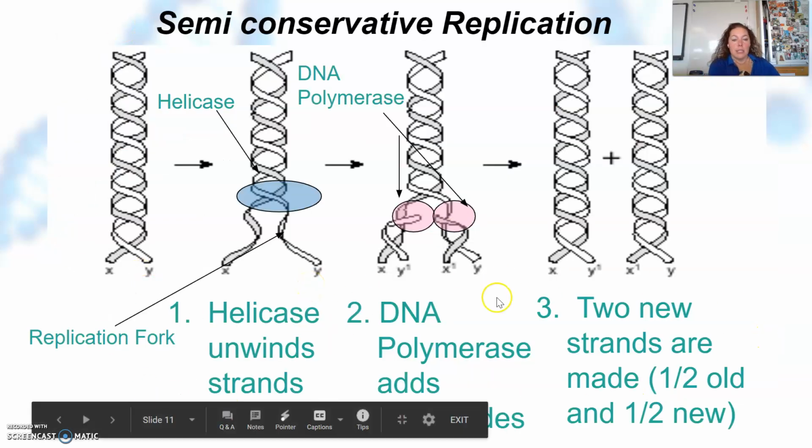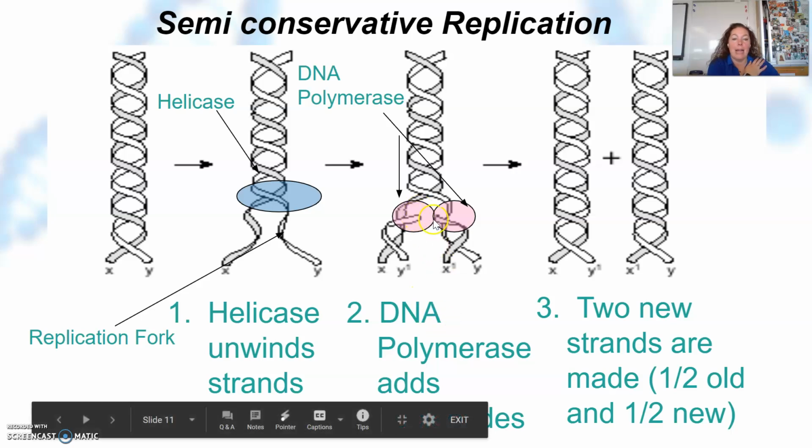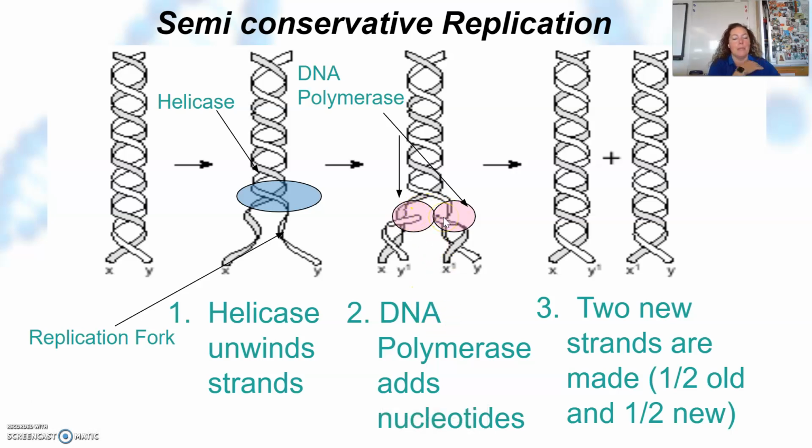So here's just a still image of that. Here's your DNA molecule. The helicase comes in and unwinds the DNA strands and creates what we call the replication fork. So the DNA helicase comes in, it unwinds those strands, separating them. The DNA polymerase then comes in and adds nucleotides. And this picture is a little bit misleading because it really happens from two opposite directions.